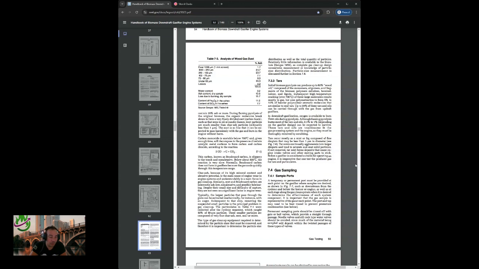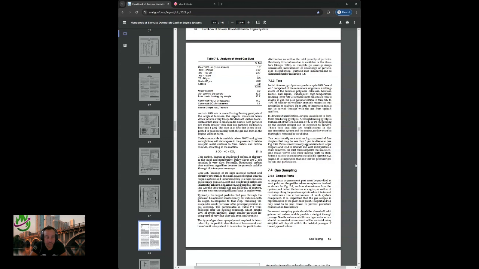Typically, the largest particles that pass through the grate can be extracted mechanically, for instance, with an auger. Subsequent to that step, removing the suspended small particles is the principal problem in gas cleanup. The particulates in Table 7.1 were collected after the cyclone separator, which caught 50% of 50 nanometer particles. These smaller particles are composed of very fine char ash and soot and tar mists.